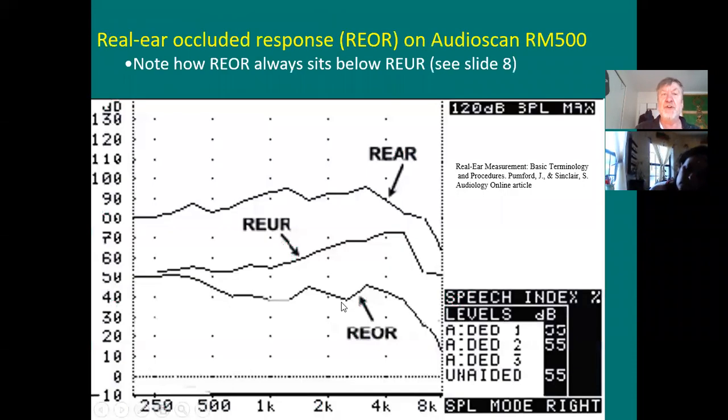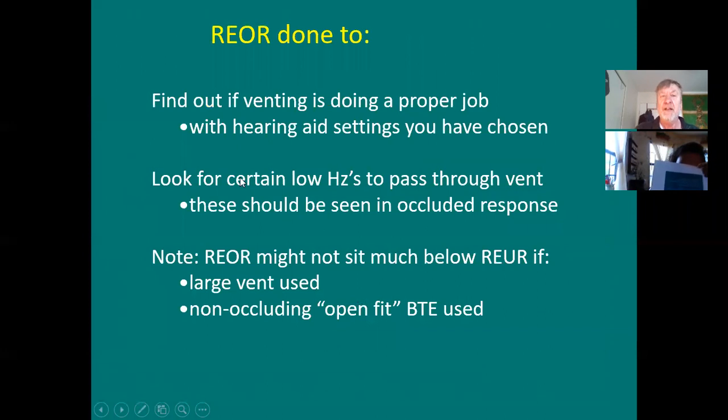Here's a picture of it again from some other company. Real ear aided, real ear unaided, real ear occluded. It was done to find out if your venting was doing a proper job with the hearing aid settings you've chosen. Look for certain frequencies to pass through the vent. These should be seen in the occluded response. Note, REOR might not sit much below REUR if a large vent was used, or if one of today's open fit hearing aids was used.